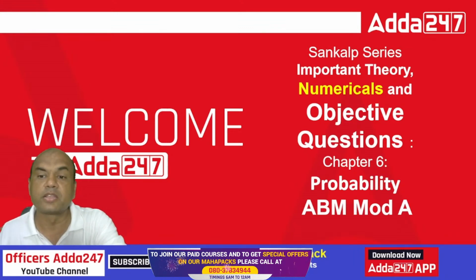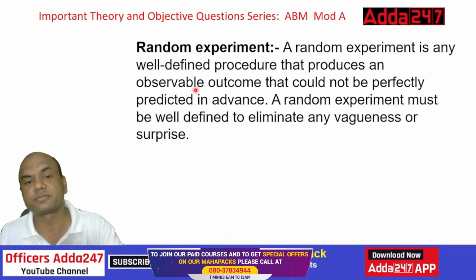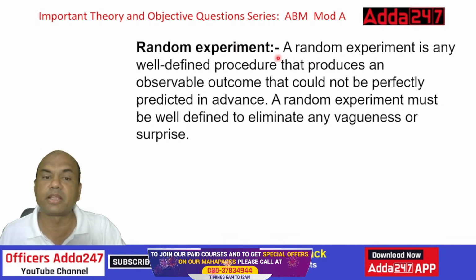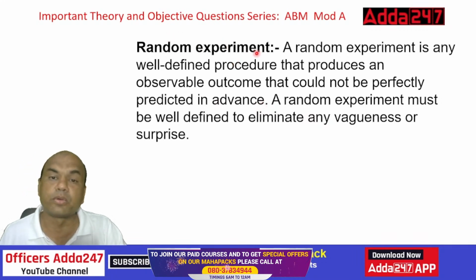Okay. So let's start. Here, first is definition. Random experiment. What is a random experiment? A random experiment is any well-defined procedure that produces an observable outcome that could not be perfectly predicted in advance. So that's why it's called random. Random means what? Which I don't know. Right? Means I don't know.